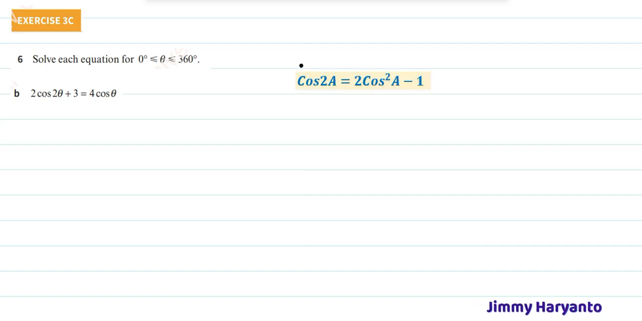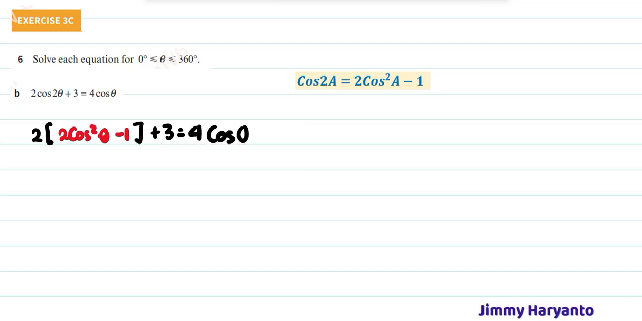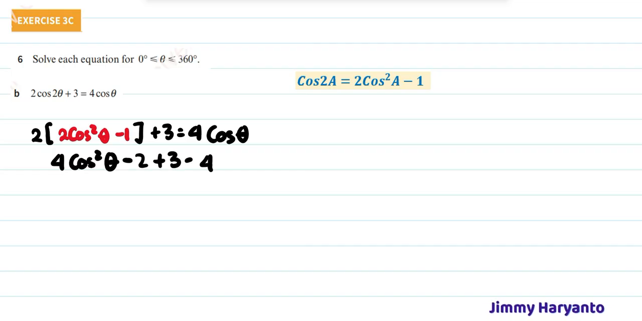For question 6b, I will use the formula cos 2a equals 2 cos squared a minus 1. Since we have cos right there, we have to make all of them into cosine. I always say it wrong. So this one will become 2 cos squared theta, and then minus 1, and then plus 3 equals 4 cos theta. And then I will multiply it out, like 4 cos squared theta minus 2 plus 3, and then I will move this one to the other side.